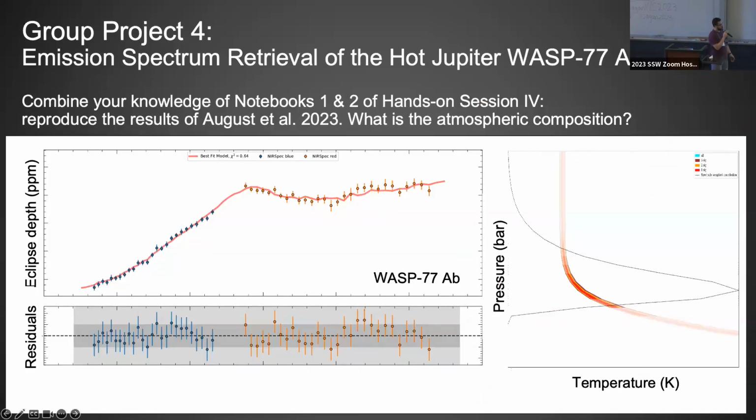And group project number four will continue the work you did in petitRADTRANS, and instead of a transmission spectrum, you'll get to look at an emission spectrum retrieval, in particular the emission spectrum observation of WASP-77AB, as was published earlier this year.